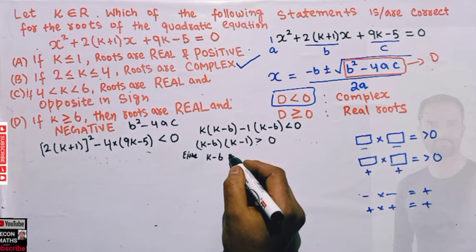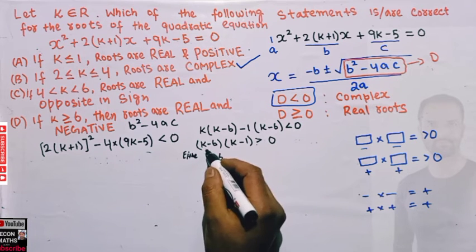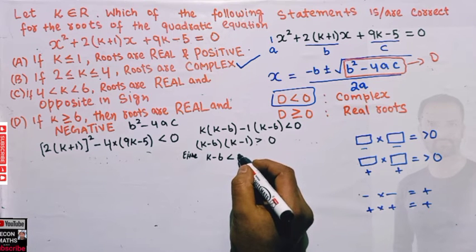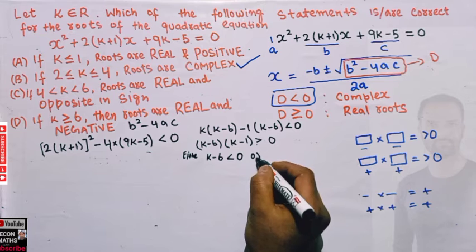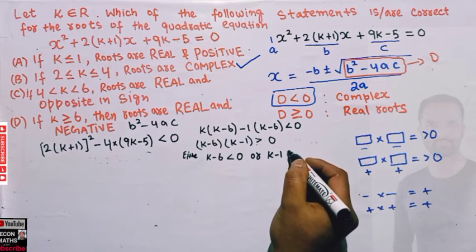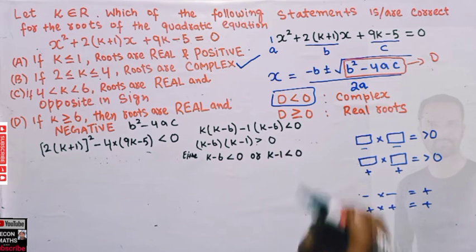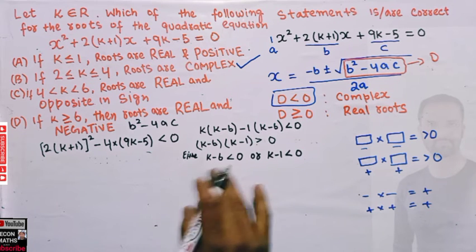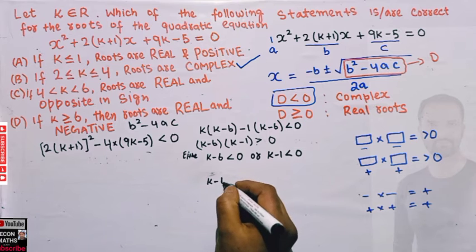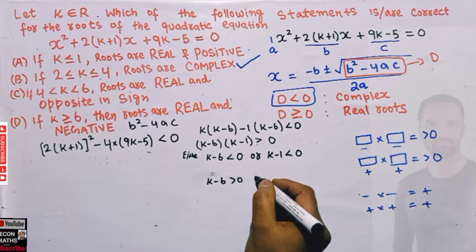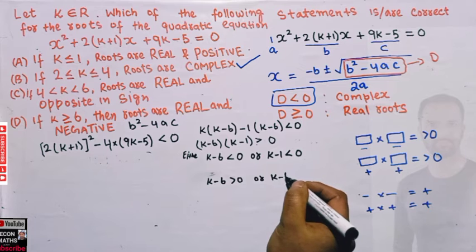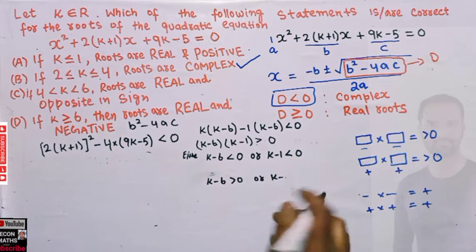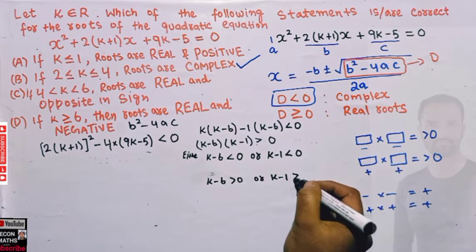K minus 6 is negative, this term is negative. So this is less than 0, or k minus 1 is less than 0, or both the terms are negative, or k minus 6 is greater than 0, or k minus 1 is greater than 0.